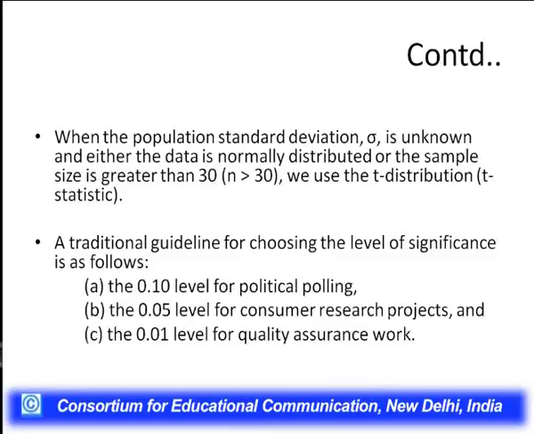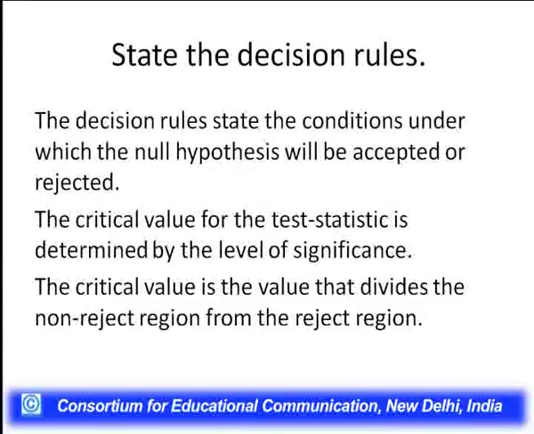The traditional guidelines for choosing the level of significance are as follows: 0.10 level for political polling, 0.05 level for consumer research projects, and 0.01 level for quality assurance work.